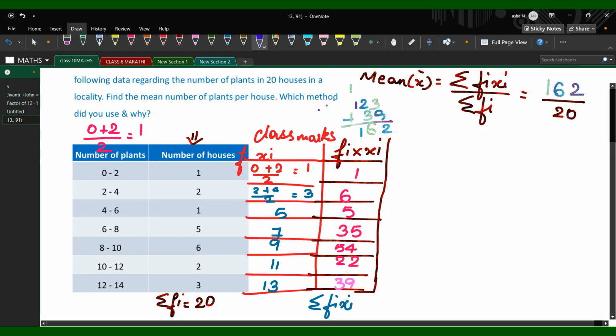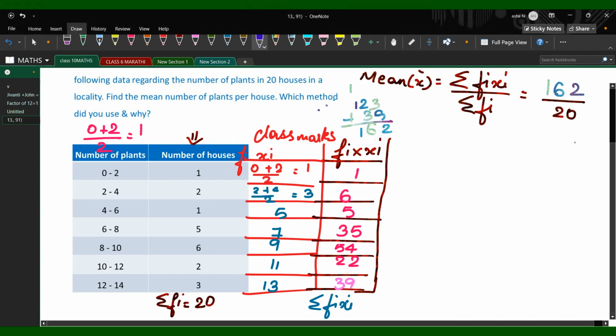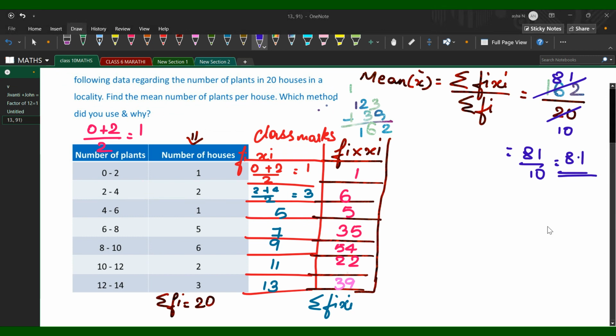So that we got here. Now we can cancel out and find the mean. 2 tens are 20, 2 eights are 16, 2 ones are 2. So 81 upon 10, which is nothing but 8.1. So the mean is 8.1. Why did we use this method? Because this method is easier to calculate. That is one of the reasons, because it is formula based and it is easy to calculate as well. fi xi is easier to calculate.